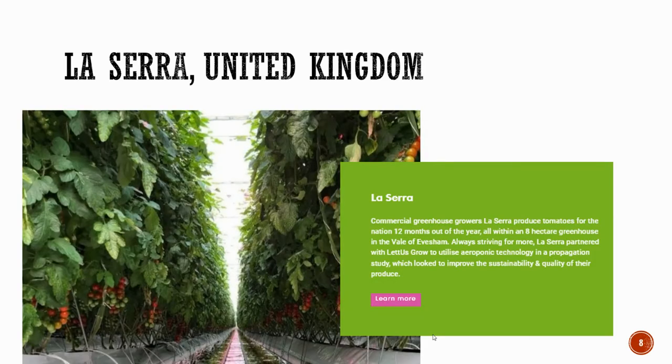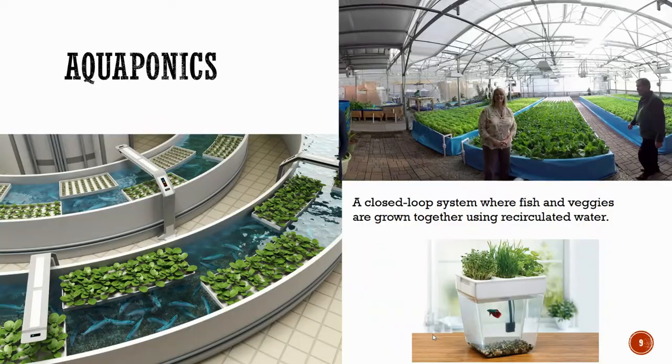Here's an example of a commercial greenhouse that uses aeroponics. This is called La Serra, and I actually believe this one is in Europe, in England, and they're growing cherry tomatoes here. You can see they have a pretty good crop of them. They have done a series of tests to see which varieties of tomatoes grow best there, and are finding great results of the sustainability. One last style I want to expose you to is called aquaponics.